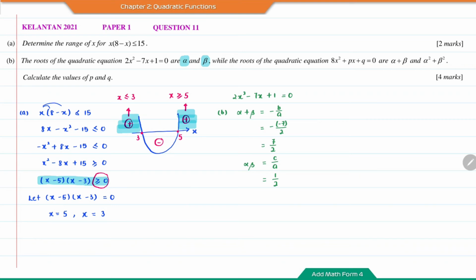So now we already have the values of alpha plus beta and alpha beta. So next, when we look at this quadratic equation here, the roots are alpha plus beta and alpha squared plus beta squared. So I'm going to use the red color here. So for the root alpha plus beta for the quadratic equation 8x squared plus px plus q, straight away we know that this is equal to 7 over 2.